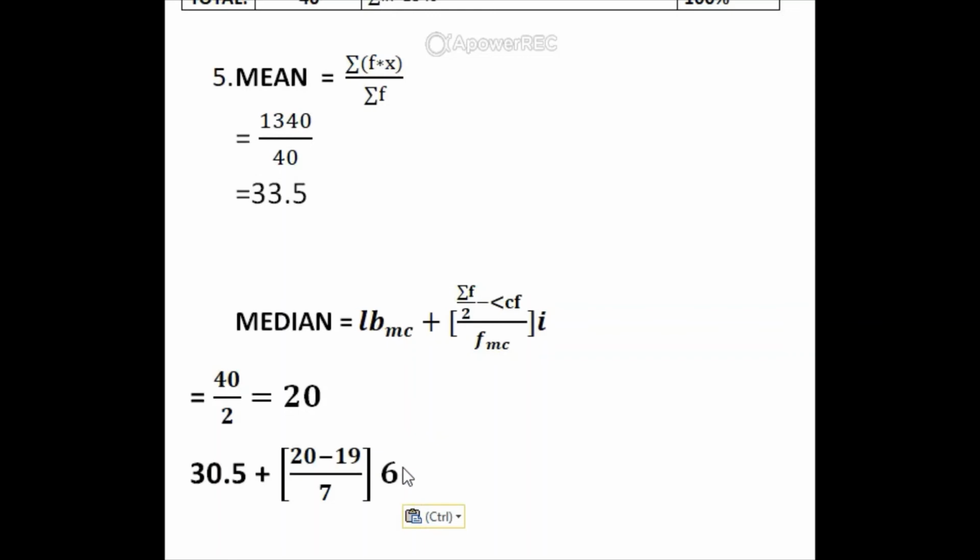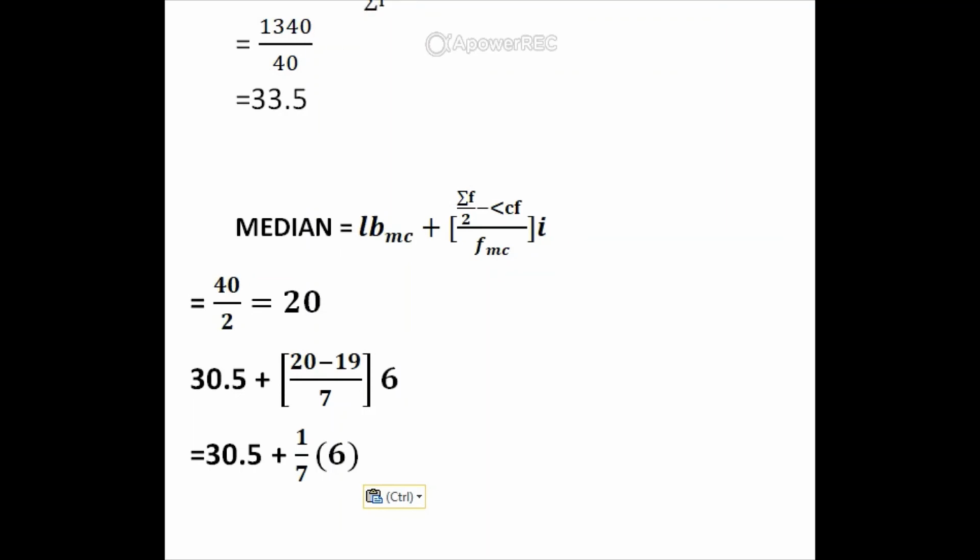So, ito yung mga nakuha nating data coming from our table. 30.5 yung ating lower boundaries ng median class. 20 coming from here. 19 from our table, yung mas mababa kaysa sa 20. 7, yung kanyang frequency, at yung 6 ay the class interval. So, isi-simplify muna natin yung nasa loob ng parenthesis bago natin i-multiply sa 6. So, ganito na ang kakalabasan niya.